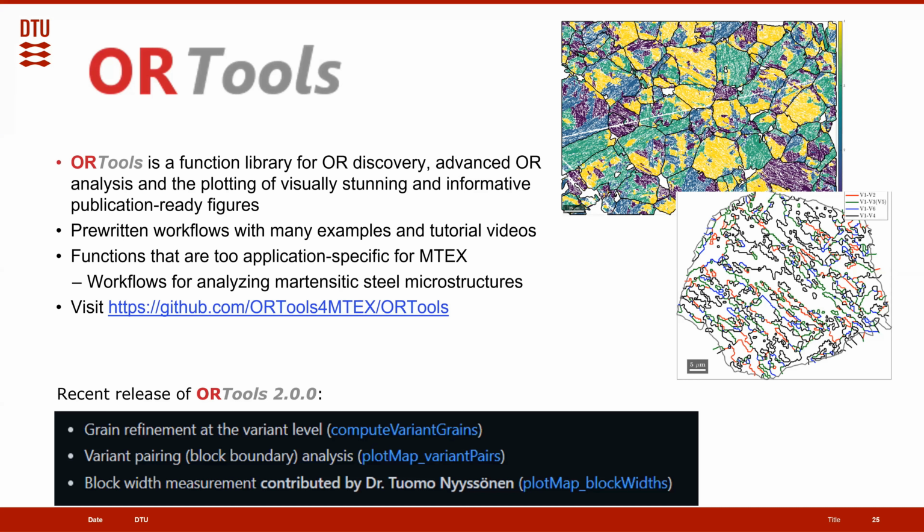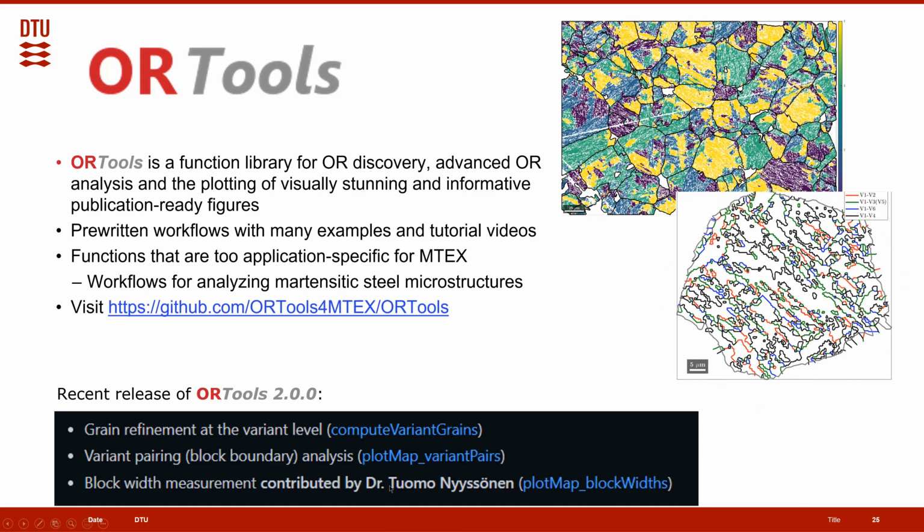That now includes that we can do grain refinement at the variant level. So we can compute grains not only based on the orientation similarity, but now after we've done the reconstruction and we have the variant IDs for each EBSD pixel, we can use this to reconstruct the grains, and then in this way get some variant information grains. This we can then use to also analyze variant pairing or block boundary analysis. An example of this is shown on the right side, and people who work with steel microstructures know that this is very much directly related to the properties of your material in the end. So this is quite handy.